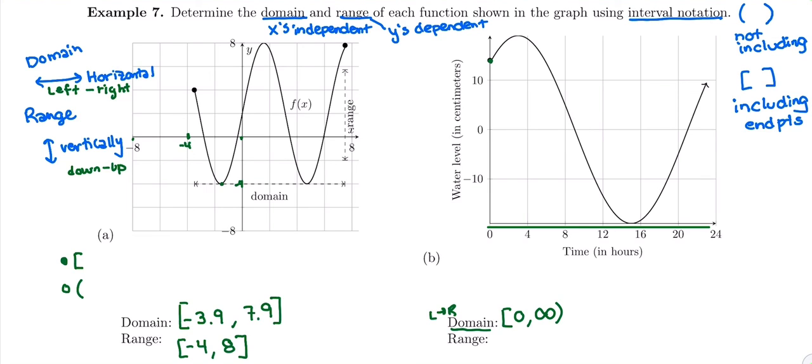And we never include infinity. We always do a round parentheses. Since we can't plug it in and test it, we never get to see infinity. It's just a concept. We put a round parentheses on it.